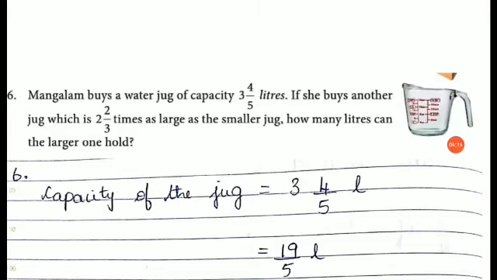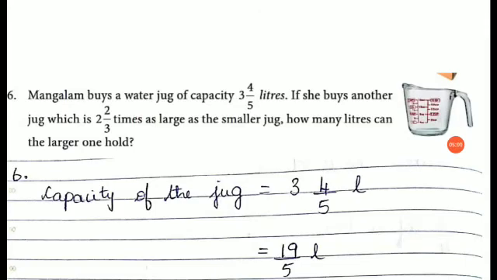Now, imagine you have bought a jug, and that jug's capacity is 3 4/5, that is 3 liters and some milliliters. One jug you have already bought, and you are going to buy another jug which is 2/3 times as large as the smaller one. So first you have bought a jug, and the second time you are going to buy a 2/3 times larger one. The second time you are buying a bigger jug. So they are asking you how many liters the larger jug can hold. If the smaller one can hold 3 liters and 4/5, how many liters will the larger one hold?